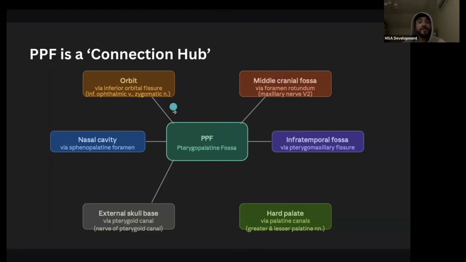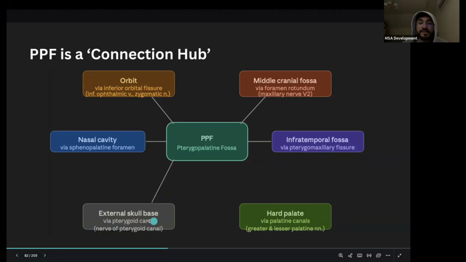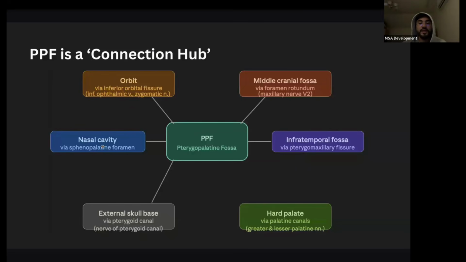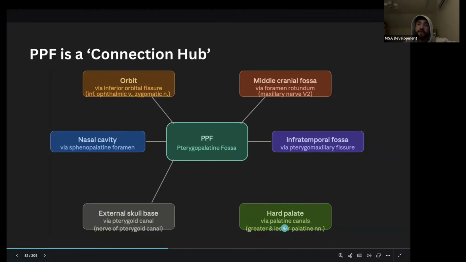It will also communicate with the orbit, with the eye, through the inferior orbital fissure. And then it's also going to communicate with the nasal cavity via the sphenopalatine foramen. And it will communicate with the infratemporal fossa via the pterygomaxillary fissure. And this makes the lateral wall, remember? And it's going to communicate with the external skull base via the pterygoid canal, which is right here. Okay. And it's also going to communicate with the hard palate via the palatine canals. All right. And it's going to give off the branches, the greater and lesser palatine nerves.